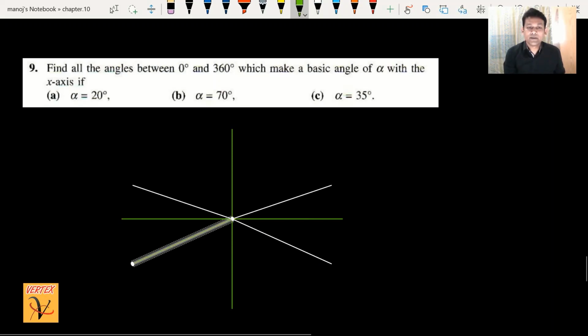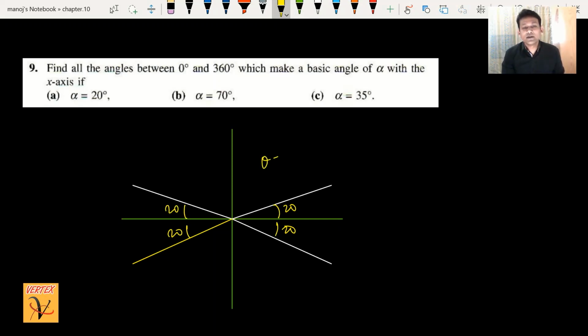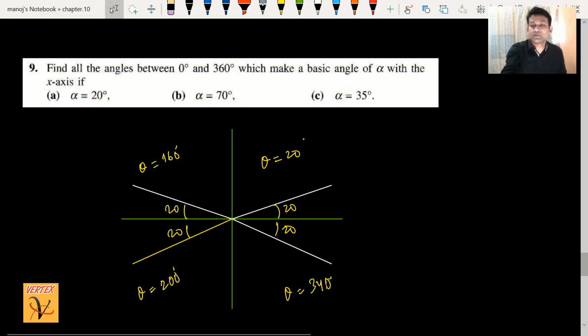So the basic angle is 20 degrees with the x-axis, and we write all the angles. In the first quadrant, theta equals alpha, which is 20 degrees. In the second quadrant, theta is 180 minus alpha, which is 160 degrees. In the third quadrant, theta is 180 plus 20, which is 200 degrees. In the fourth quadrant, theta is 360 minus alpha, which is 340 degrees. That's very simple. Do the other parts. I think there's no problem.